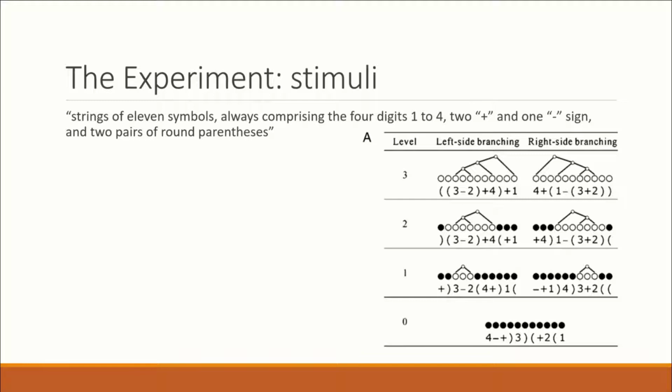Stimuli for the experiment were strings of 11 symbols, always comprising the 4 digits 1 to 4, 2 plus signs, and 1 minus sign, and 2 pairs of round parentheses. The ordering of these symbols resulted in 4 levels of expression complexity, ranging from completely random at level 0 to increasing levels of constituent nesting to where level 3 was a fully formed, syntactically correct mathematical expression.